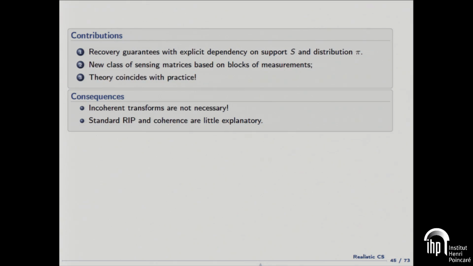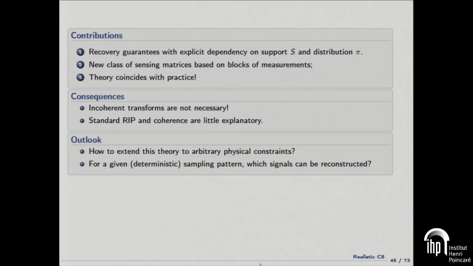So this kind of result, the compressed sensing result with structured acquisition and structured sparsity, allows you to use more coherent transforms if you have enough information on your signal. And of course, there are tough questions remaining, meaning how can we extend this theory to any arbitrary physical constraints? And actually, if I give you a deterministic sampling pattern, what kind of signal can you reconstruct? This is a tough question remaining in compressed sensing.